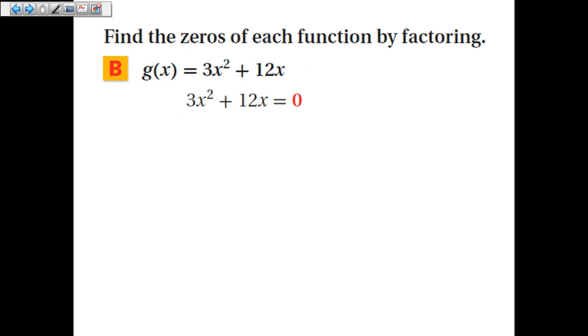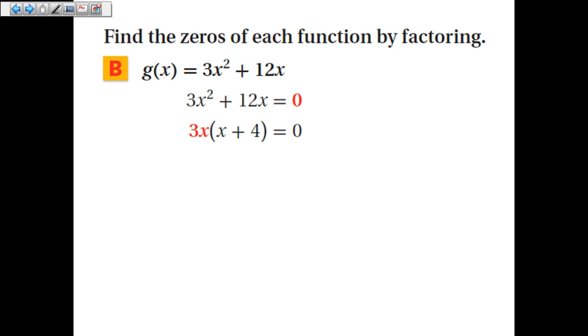Let's try to factor this one. Now, the difference between this one and the previous one really is the fact that there's no c value. There's no constant at the end. So the way we're going to factor this is we're going to go ahead and pull as many numbers and letters as we can out. So I can factor a 3 out of both 3 and 12. I can also factor an x out because 3x squared has 2 x's in it. 12x has an x, so I'm actually factoring 3x out of both of those terms. I'm left with x plus 4.